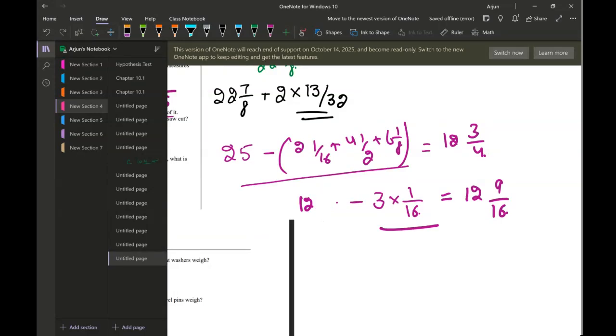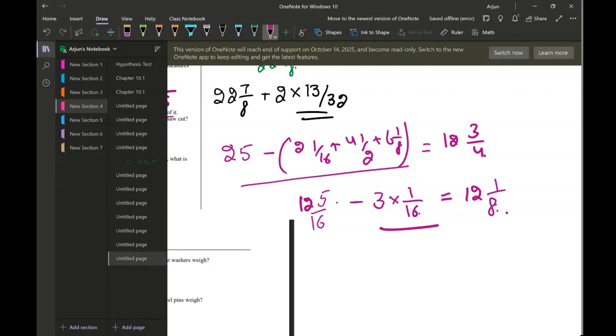It is this number, 12 and 5 over 16, and this number 12 and 5 over 16 minus 3 times 1 over 16. That's going to give you 12 and 1 over 8. Yeah, so the answer is 12 and 1 over 8. That's what I got as the answer.